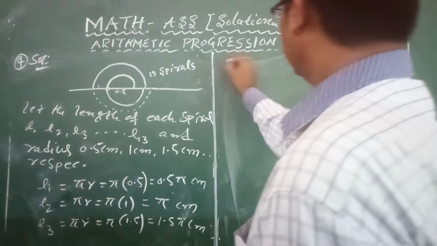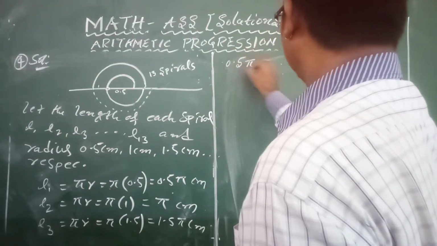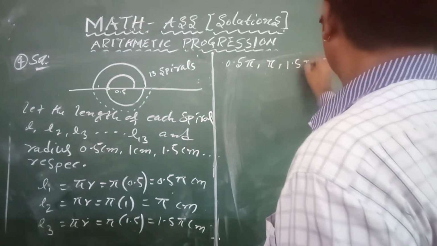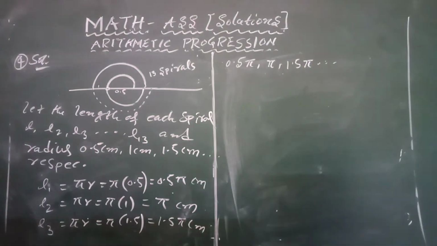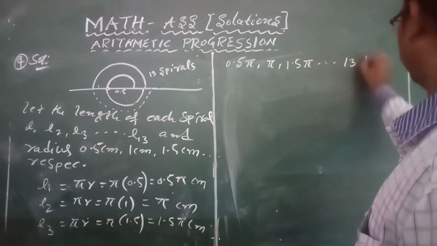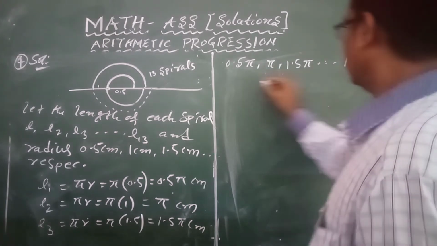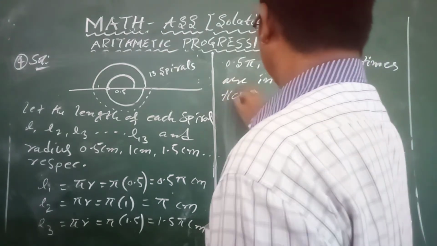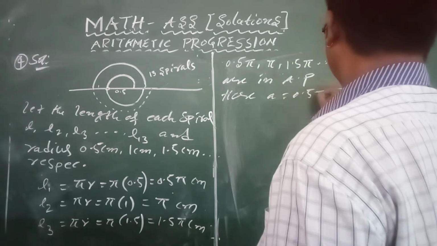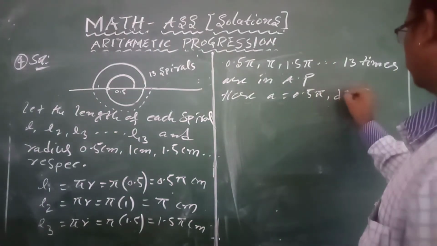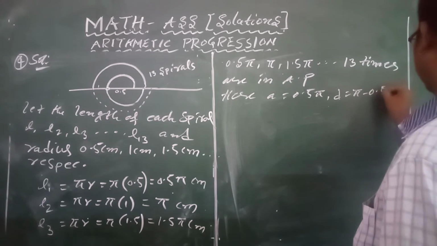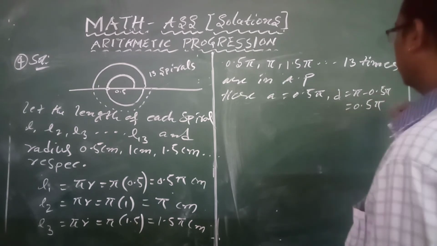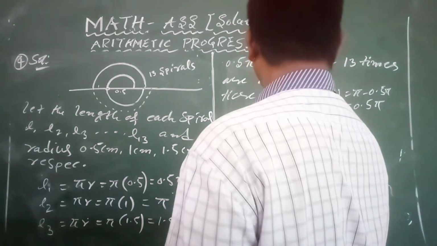Now 0.5 pi, 1 pi, the next one is 1.5 pi, and so on. How many terms are there here? Total 13 terms. So here A is equal to 0.5 pi. Common difference d is equal to pi minus 0.5 pi, we will get 0.5 pi. Next, n is equal to how much? n is equal to 13.